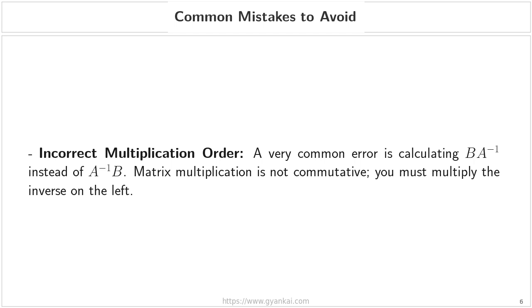When you are solving for x, you must calculate the inverse of A multiplied by B. Do not calculate B multiplied by the inverse of A. Remember what we discussed in the algebraic derivation on slide 3. Matrix multiplication is not commutative. You must multiply the inverse from the left side to ensure the equation remains valid.